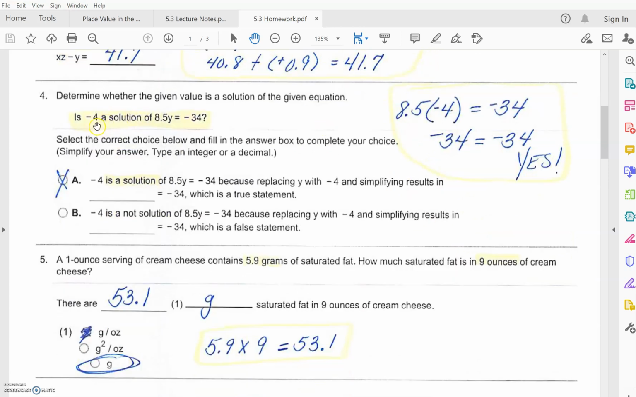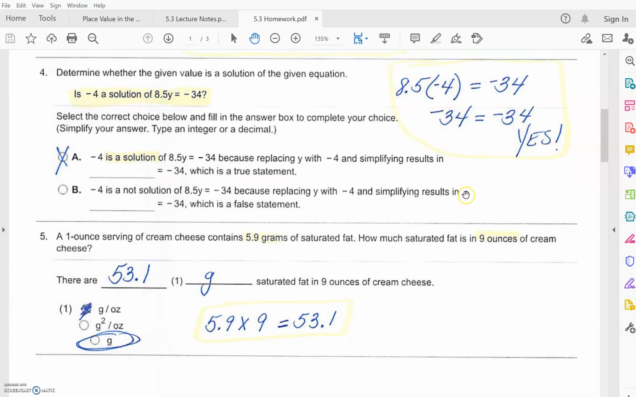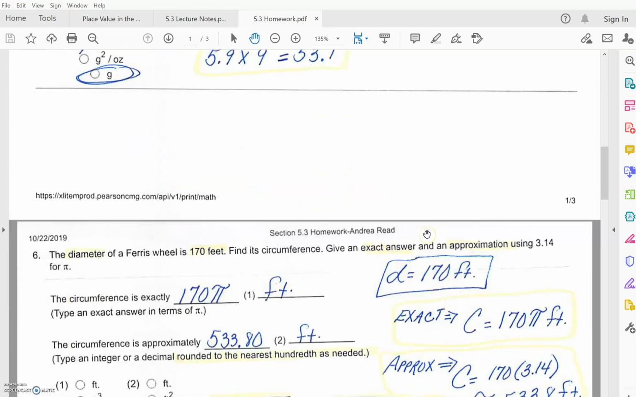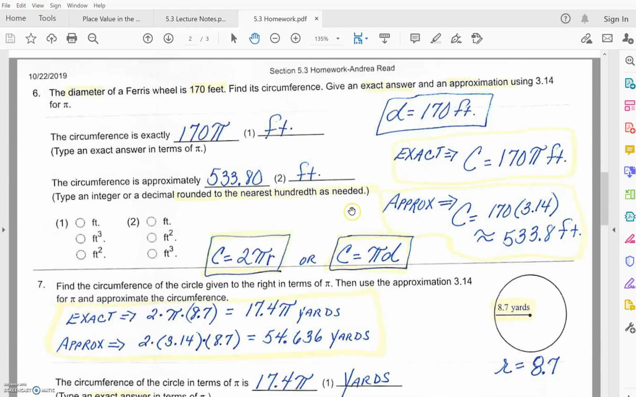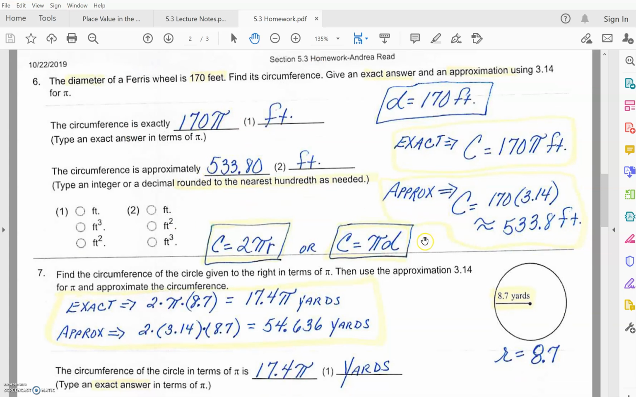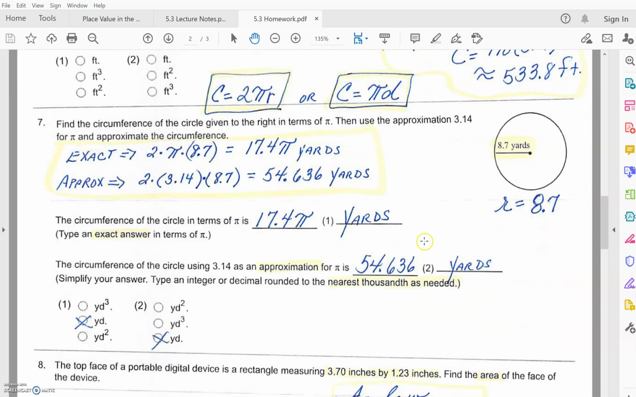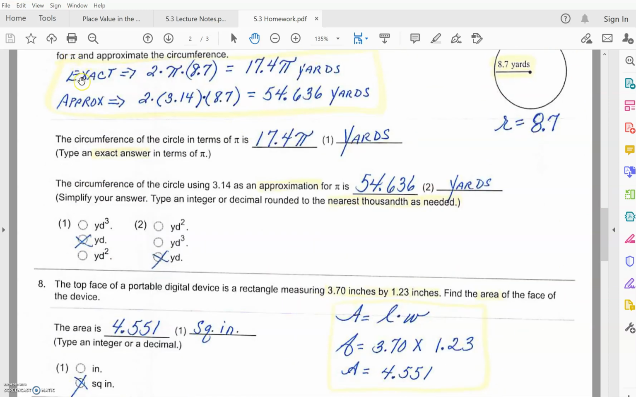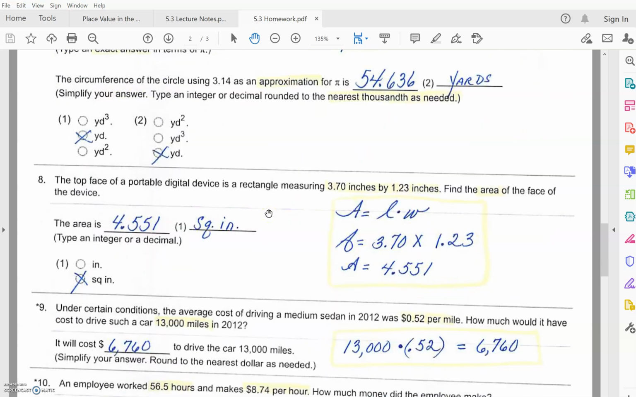Is it a solution? It means if you plug in -4 into the y, when you multiply 8.5 by -4, it will give you an answer of -34. And you can see when I do that over here that yes, it is a solution. Here, all you're doing is multiplying it out. Down below, as I was mentioning earlier, here's a couple circumference problems written out in detail that you can use. Just write out the equation and make sure you get the exact and an approximate answer.